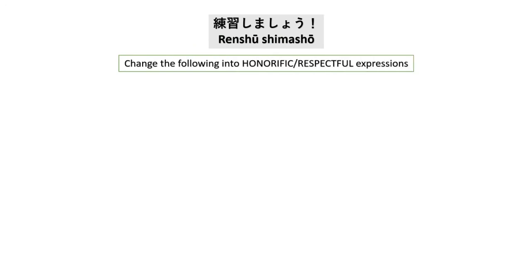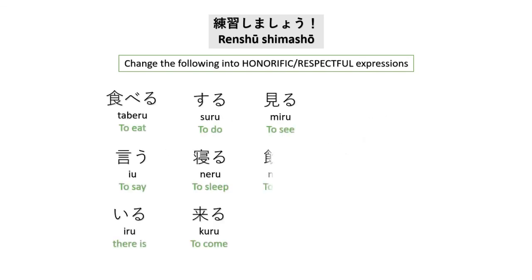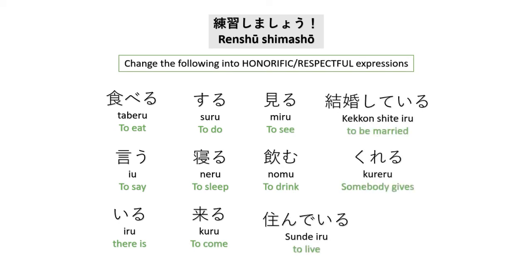Okay, so we have two parts for this practice. First, changing the following into the honorific or respectful expressions with those verbs that have equivalent respectful verbs. For iku, its equivalent honorific respectful expression is irasharu, right? And these are the other examples: taberu, iu, iru, suru, neru, kuru, miru, nomu, sunderu, kureru, kekkon shiteru. They have equivalent honorific respectful expressions.